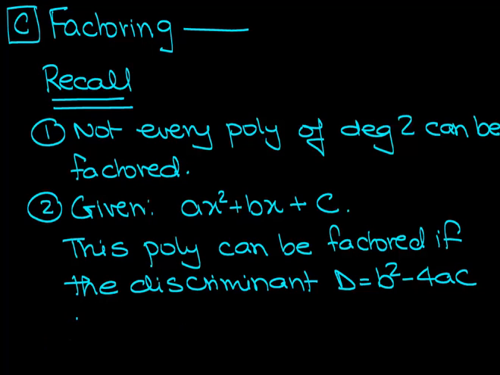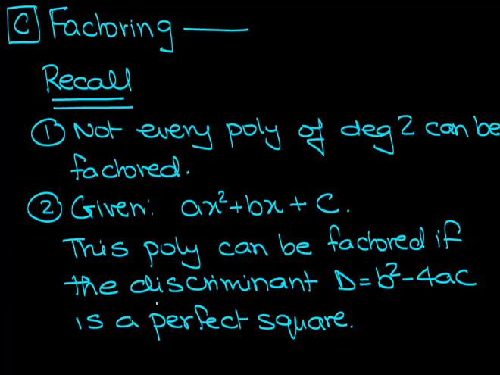If the discriminant is a perfect square, then we can factor that polynomial. Okay? So these are just two things to remember. We've done this before in the last chapter, but I just wanted to quickly review those so we can get started. Alright, so before we can learn to solve a quadratic equation by factoring, we need to learn something called the product theorem. So this is the product theorem.